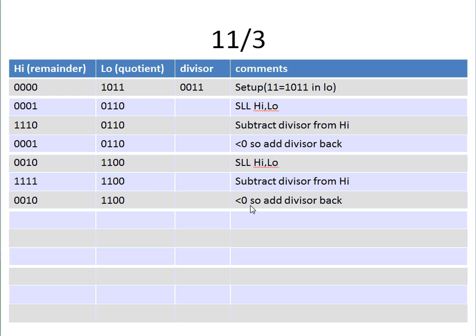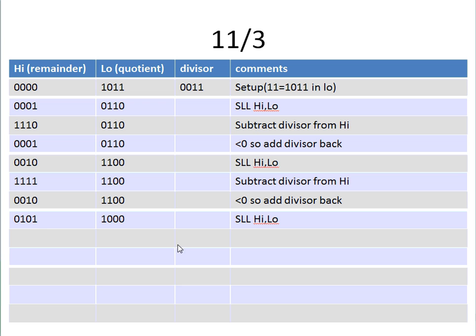So we have to restore, since it's less than 0. We have to add the divisor back, and it actually does put it back through as an addition and come back out. And we'll get 2 here, and then this stays exactly the same.